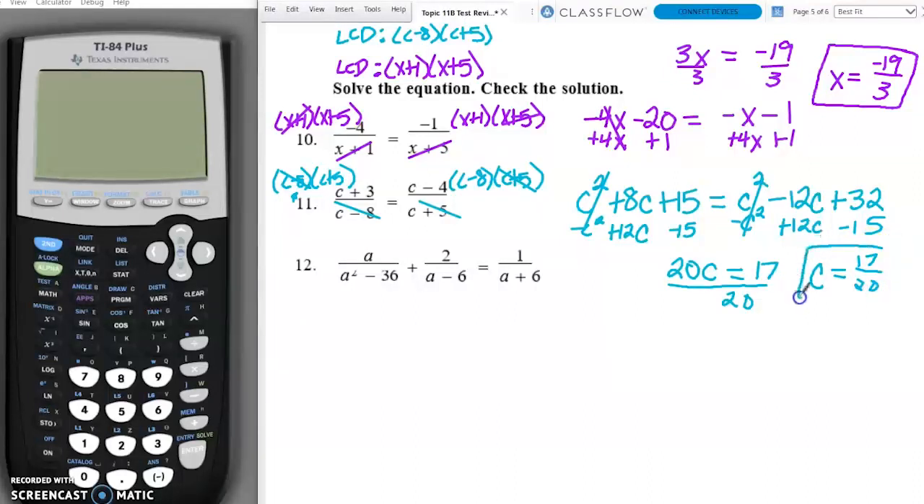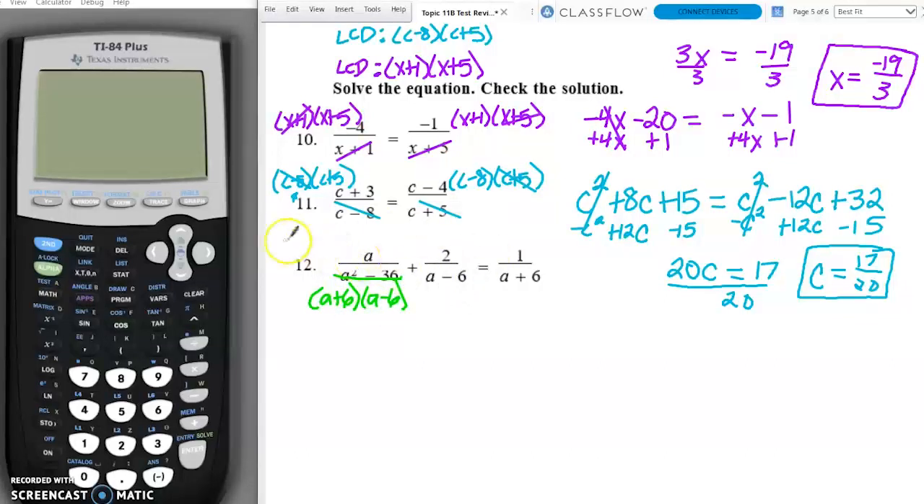So once again, this fraction doesn't simplify, but if it did, you would need to reduce it. Okay. Looking at 12. All right, 12 is a little more complicated. We have 3 denominators to work with. But you notice this one and this one, they don't need to be factored. We only have a squared minus 36 to deal with. A squared minus 36 is a difference of 2 squares. So instead of saying a squared minus 36, we can say a plus 6 times a minus 6.